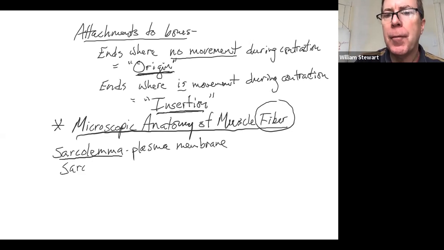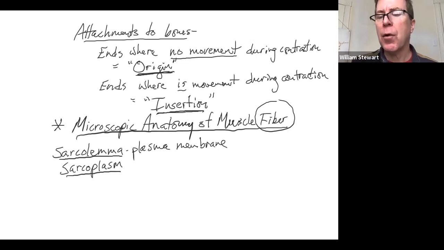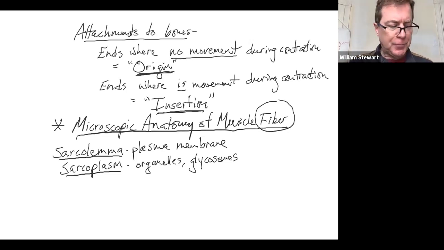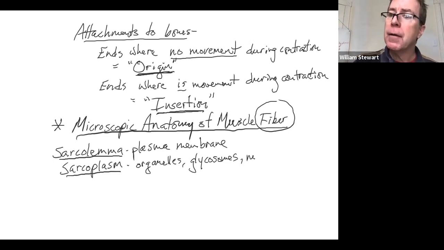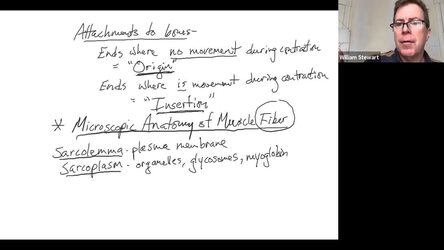Sarcoplasm just refers to the cytoplasm, everything that's inside of the cell. In the cytoplasm of a muscle cell, remember, that's where we find those glycosomes, a bunch of organelles, fluid, glycosomes that we mentioned on a previous page. The myoglobin, those proteins that bind oxygen and turn red, is also found in the sarcoplasm. This term is probably new to you.